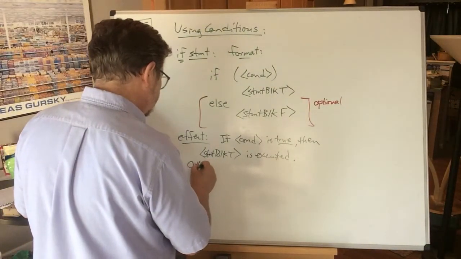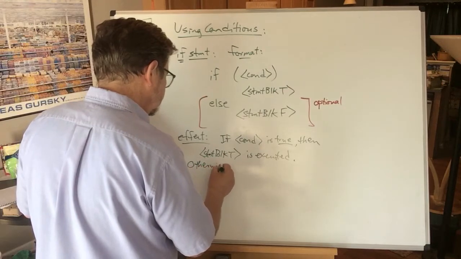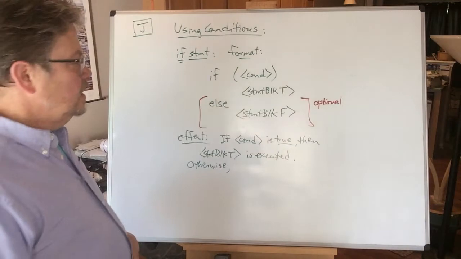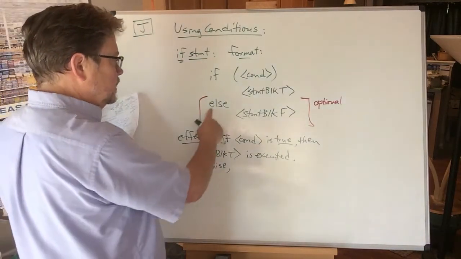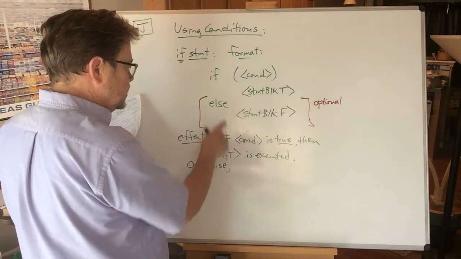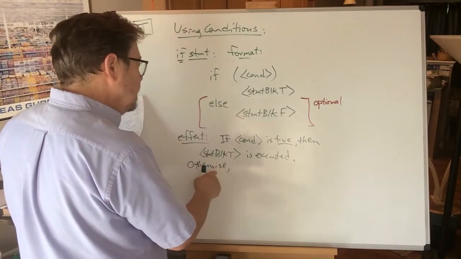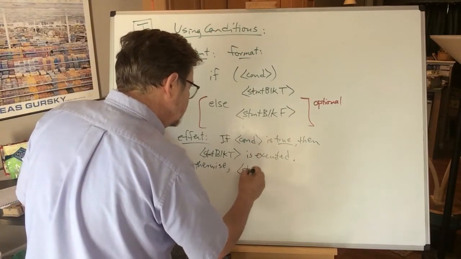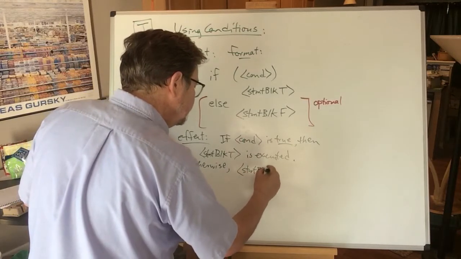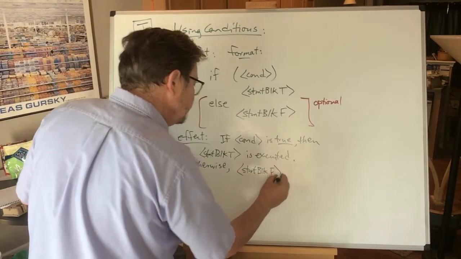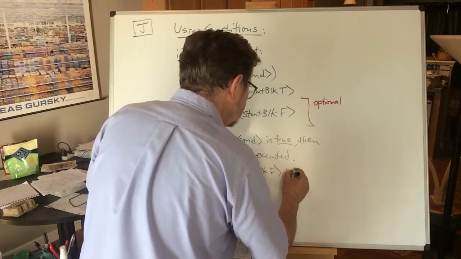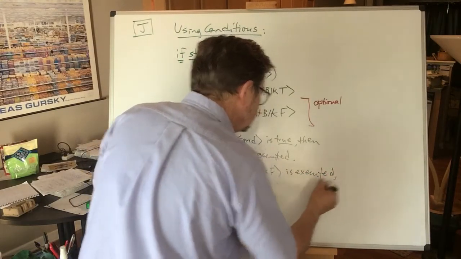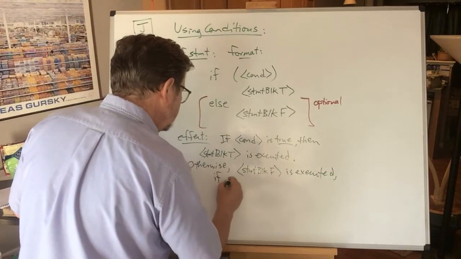Otherwise, there's no testing of another condition. You don't need another condition to get the opposite of this. It's built in automatically if you have an else. Otherwise, statement block F, STMTBLK capital F, the false statements, is executed. And since that's optional, I'll say if present.